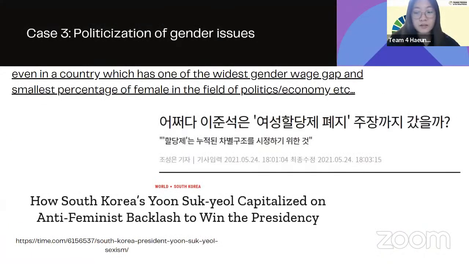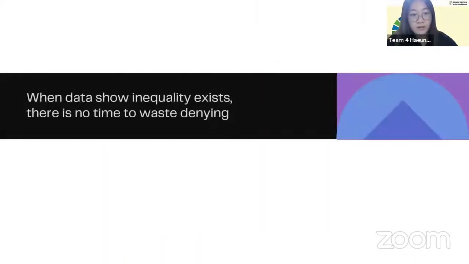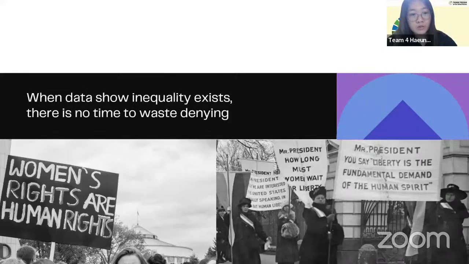And this flow of anti-feminism flowed right into the political field too. Even a decade ago, anti-feminism hadn't been blatantly used as an election strategy. However, in the 2020s, gender conflict is such an issue that it became a powerful political tool. Politicians are actively using this tool to earn a victory in elections. Politicians are bringing the gender quota system and gender equality to the debate table, increasing the conflict of gender. However, we have to note that when data shows inequality exists, there is no time to waste denying.